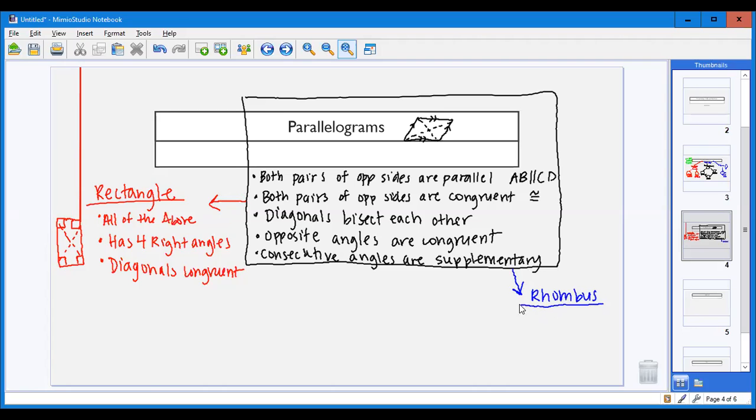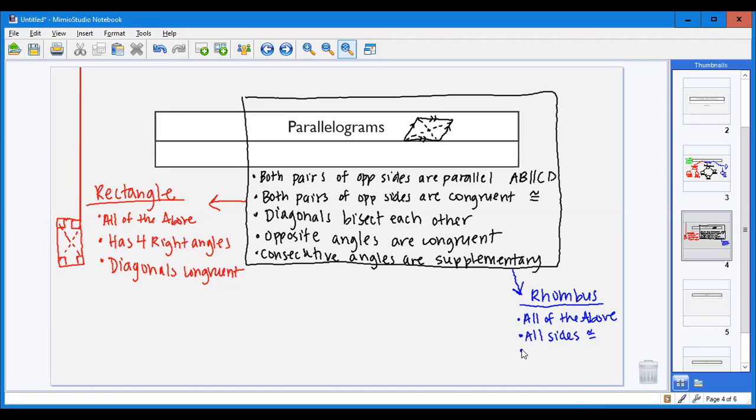So again, a rhombus is just getting more specific. So our first property is all of the above. It has all of the same properties as a parallelogram, plus a couple. All right, so to start with, all sides congruent. We're going to use some symbols here. So all 4 sides are congruent.